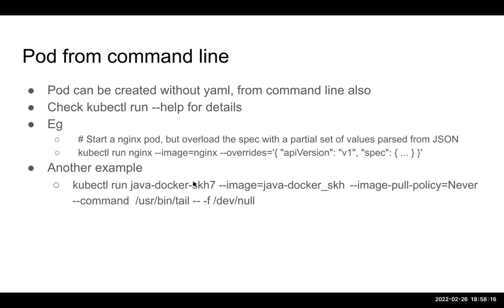This can be an arbitrary name using this image. An image pull policy, as I said, is never, so it won't pull from the repo, because the image is always on my local. It means that I always take it from local. And this is a command I want to give. Once the pod has started, the container inside the pod should run this command: /usr/bin/tail -f, with the syntax being two hyphens, a space, and then -f /dev/null.